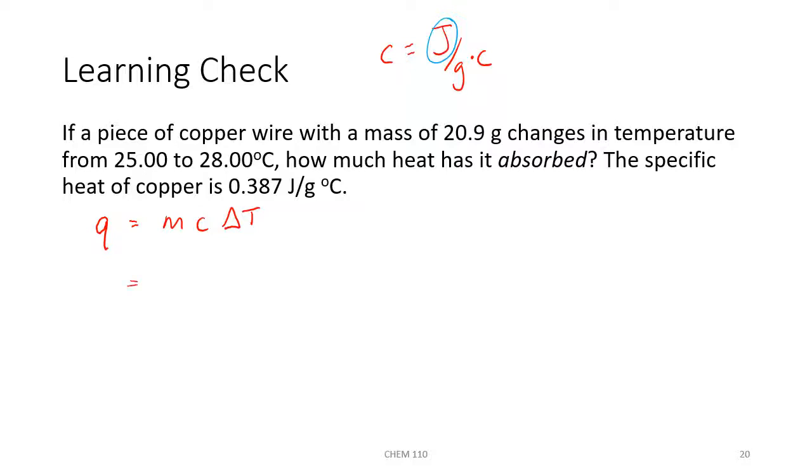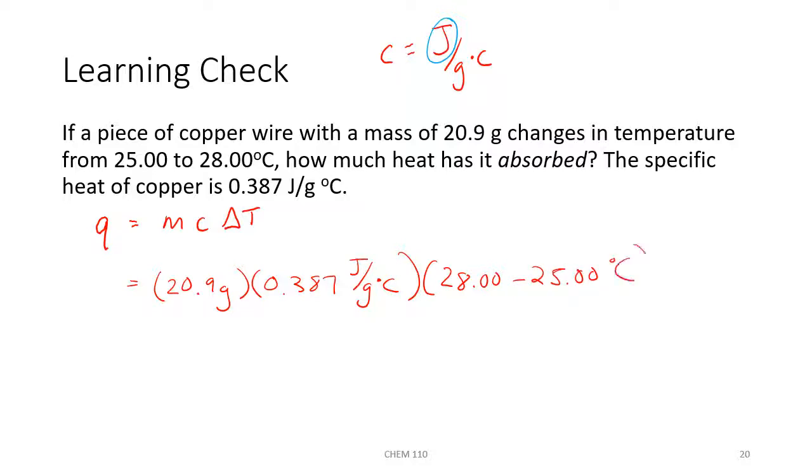So plugging into our formula, we know our mass of our copper is 20.9 grams. Our specific heat of copper, which was given to us, is 0.387 joules per gram times degrees Celsius. And our temperature change, which is going to be T final minus T initial, will be 28 minus 25 degrees Celsius. Or we could say our delta T is 3 degrees Celsius because that's the difference between the final and the initial.